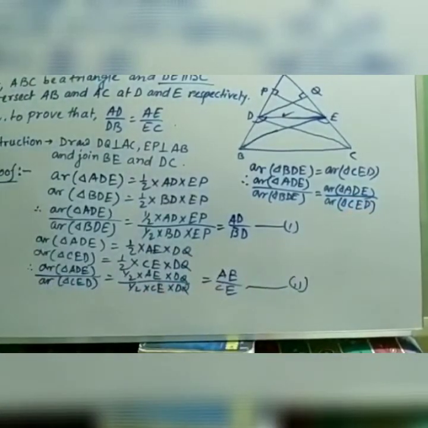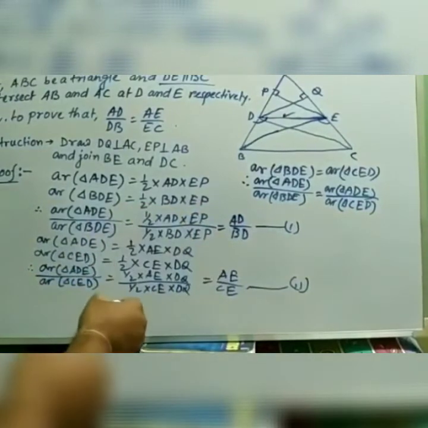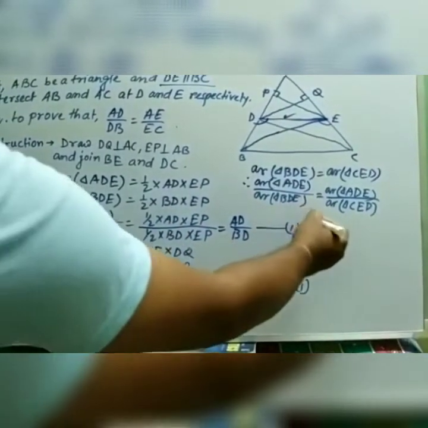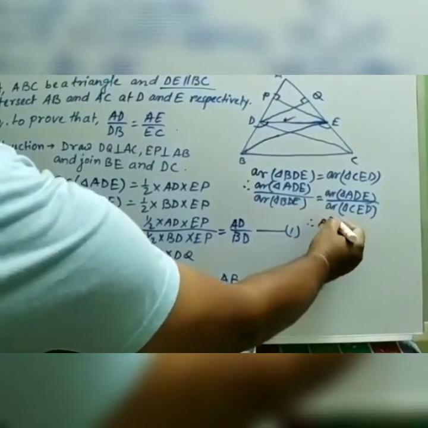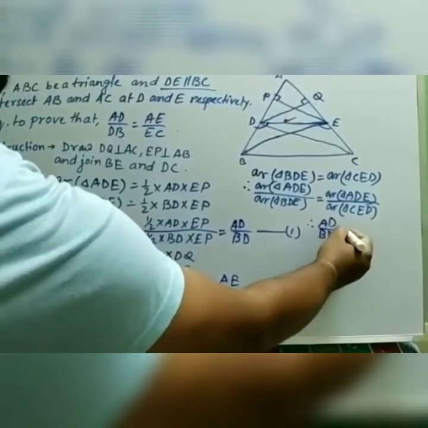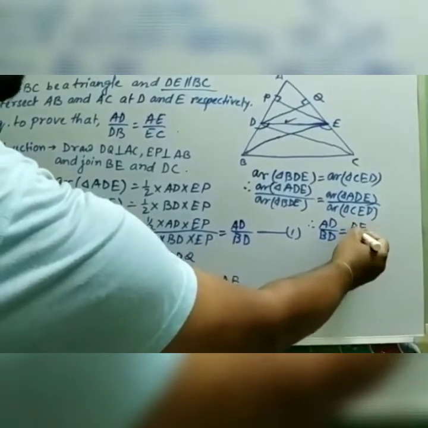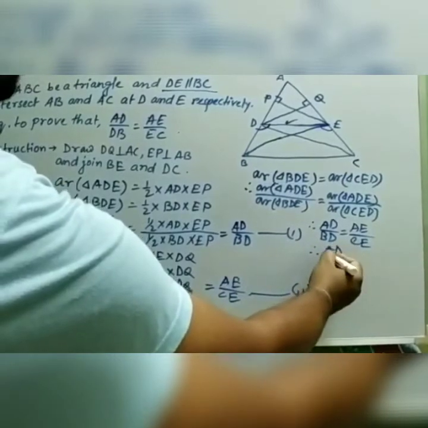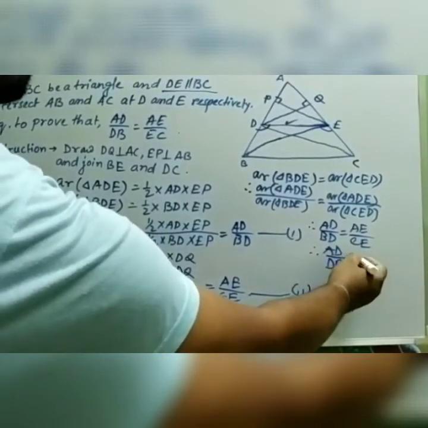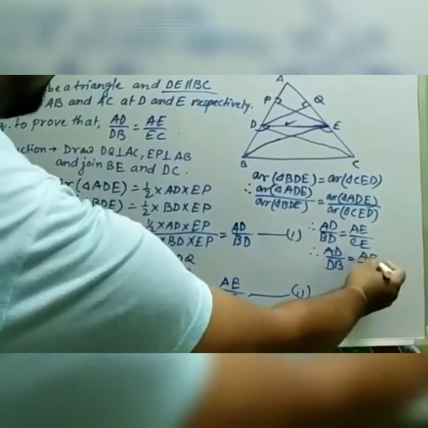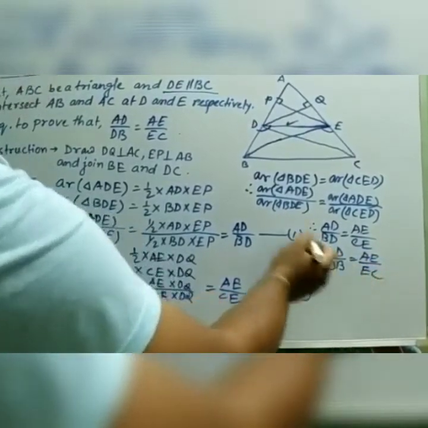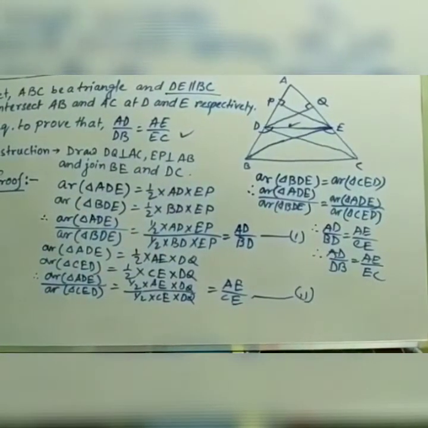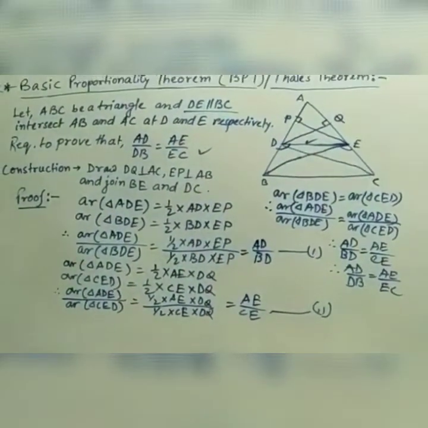Both the ratios will be equal, and from conditions 1 and 2 you can see the first part is AD by BD, the second part is AE by CE. So that means AD by BD equals AE by CE. Now change the order, that is AD by DB equals AE by EC. We are changing the order because in this order the required to prove is given. So we got the proof of the basic proportionality theorem, that's the Thales theorem.